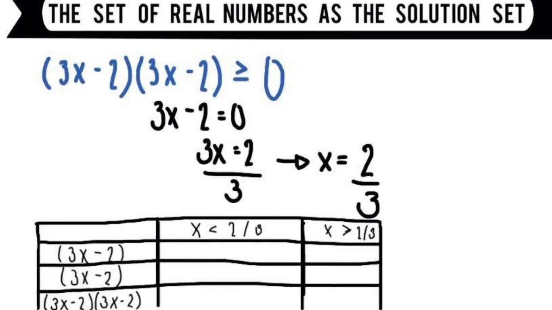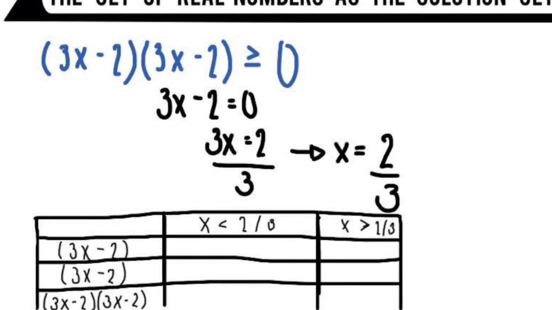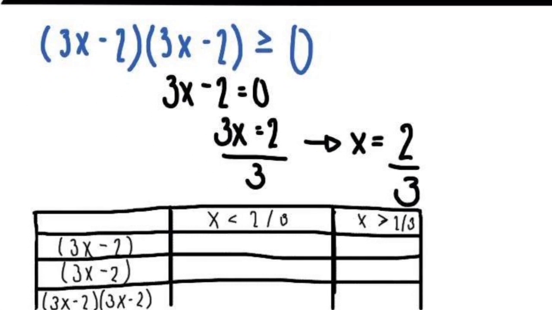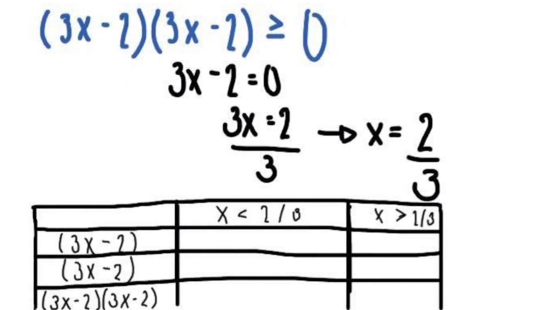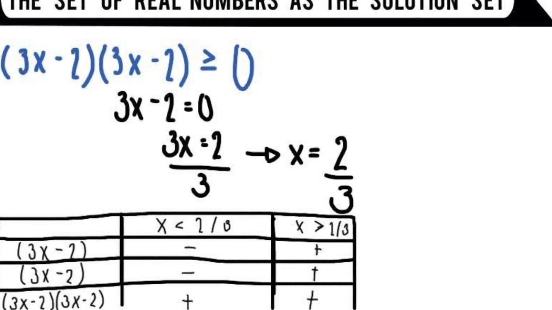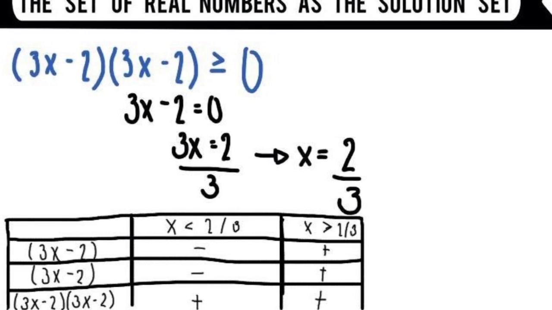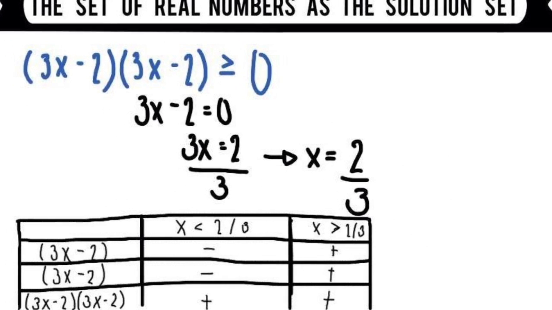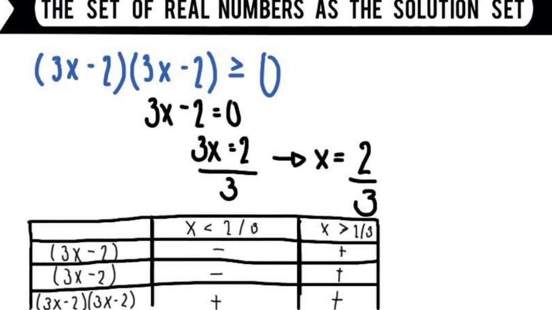We create a table just like what we did in the first problem. The only difference is that x is 2 over 3. A number we may use for less than 2 over 3 is 0. So 3 times 0 minus 2 will become negative. Greater than 2 over 3, we may use 5. 5 times 3 minus 2 will be a positive number, which is 13. Therefore, that's how we make the table.